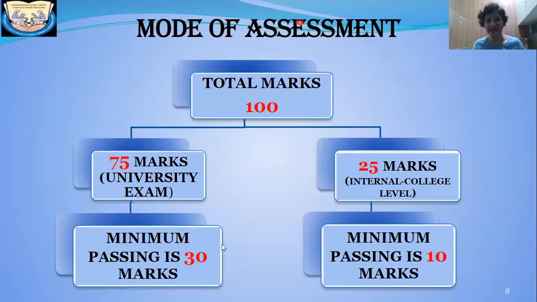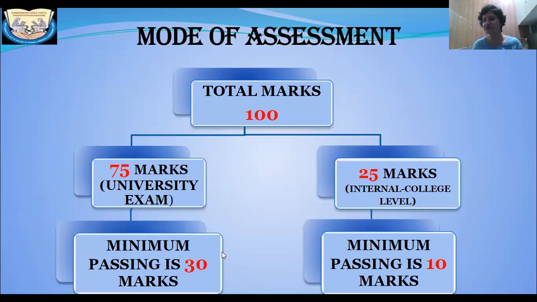Now, coming to your examination system, students, because this is very important. Your earlier examination system was different. The examination system here is completely different. So listen to me carefully. In a semester, for one course, there is a 100 marks paper. That 100 marks is divided into two parts: 75 is the external examination, the university examination, and 25 is the internal examination.